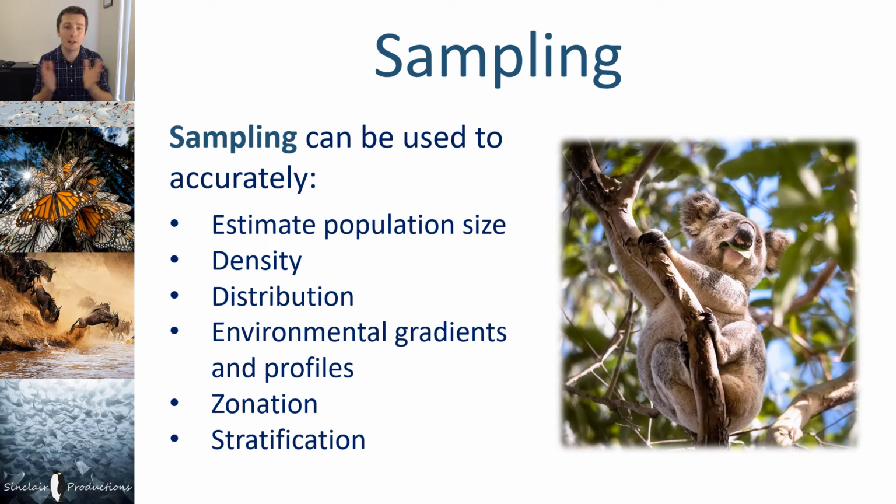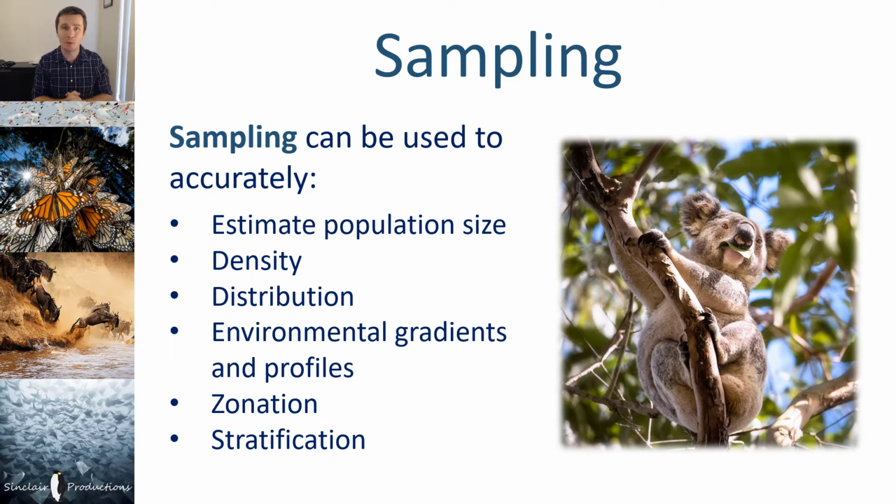Density, that's another thing sampling does. So density is the amount of organisms in a given sample area. So you can calculate how dense that population is, and you can also look at that distribution throughout that ecosystem. So is there zonation? Is there clearly more of this type of organism in this zone or more of another type of organism in another zone? So you can look at those distributions.